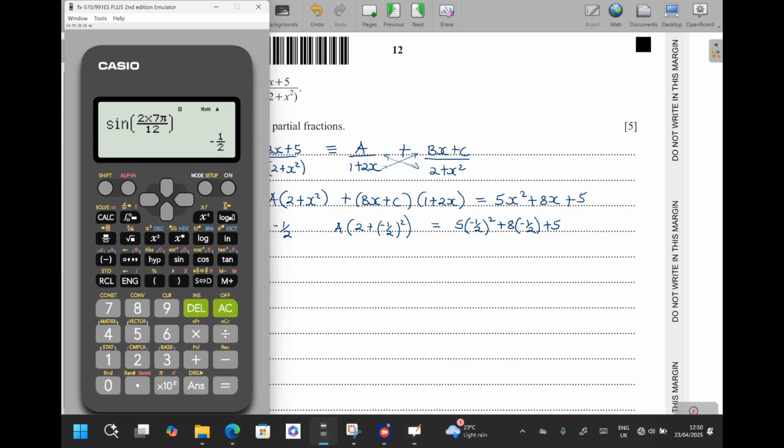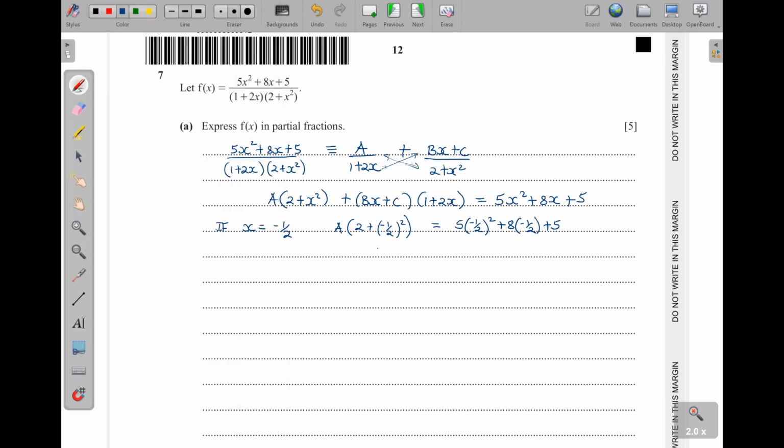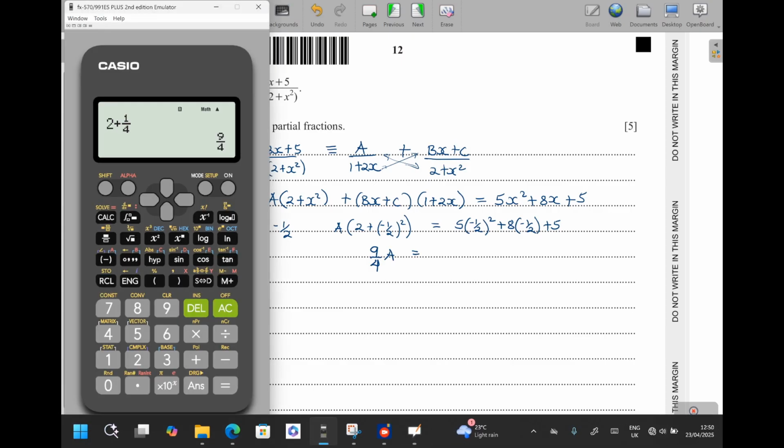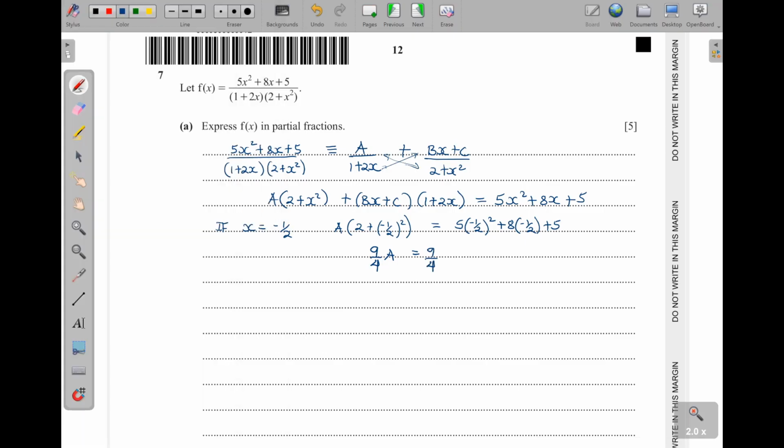Okay, so what do we get? Just get your calculator now. It's 2 plus, this will be a quarter, 1 over 4. This one gives us 9 over 4. So we shall write 9 over 4 of A, then is equal to, you also go the other side and you put 5 into a quarter, because a half squared is a quarter, and then plus 8 times negative 0.5, that's a negative 4, and then we now add a 5. So it gives us also 9 over 4. So when you divide all through by 9 over 4, our A becomes 1.